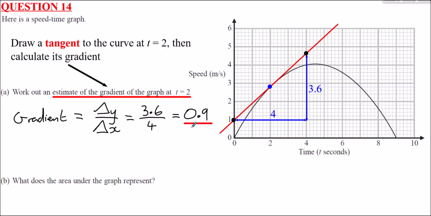You need to have an answer between about 0.7 and 1.1, and of course your answer needs to be based off using this tangent correctly. Finally, what does the area under this graph represent?